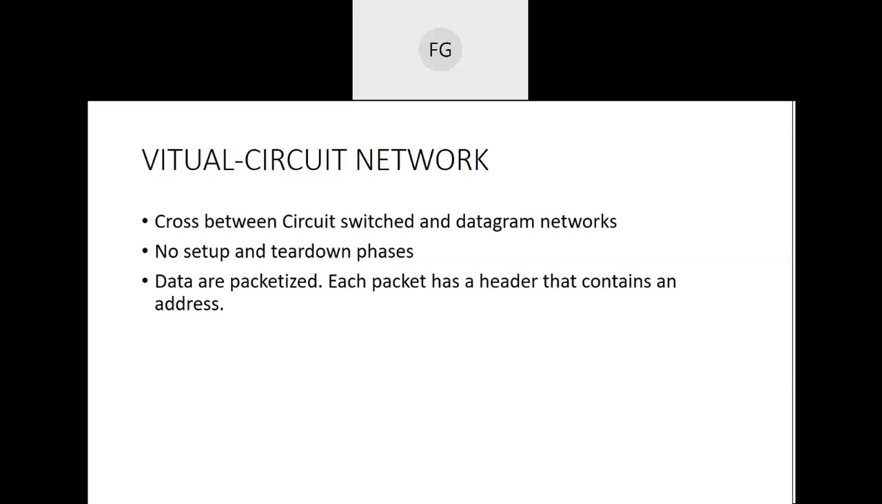A virtual circuit network is normally implemented in the data link layer, while the other types of networks, such as the circuit switch network, are implemented in the physical layer, and the datagram network is in the network layer.